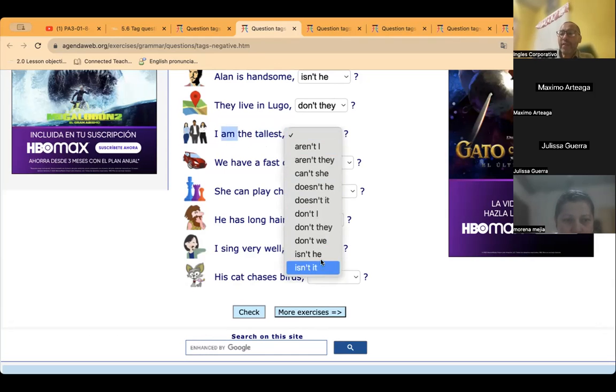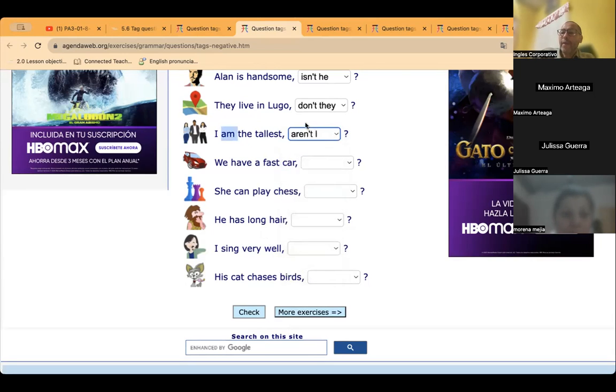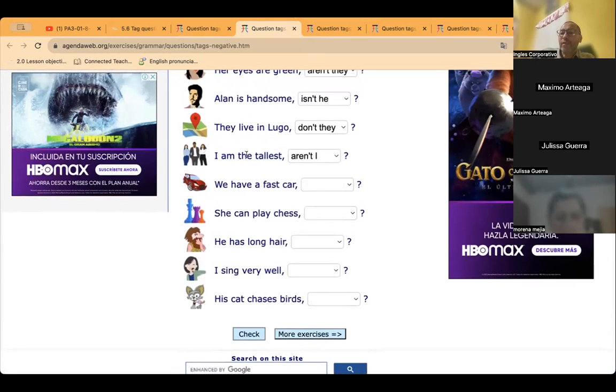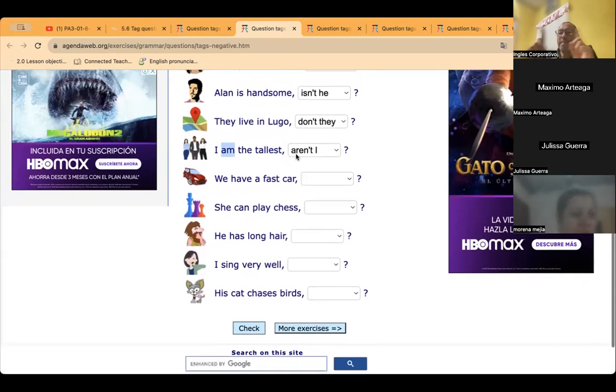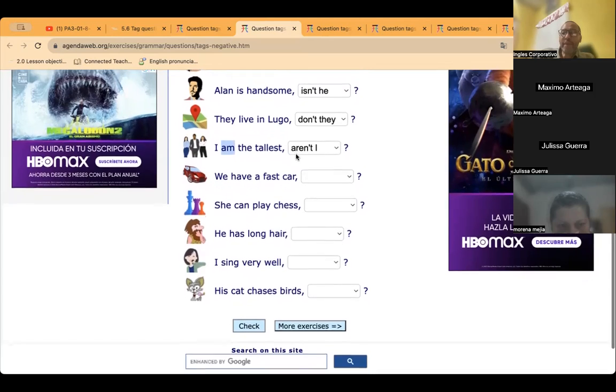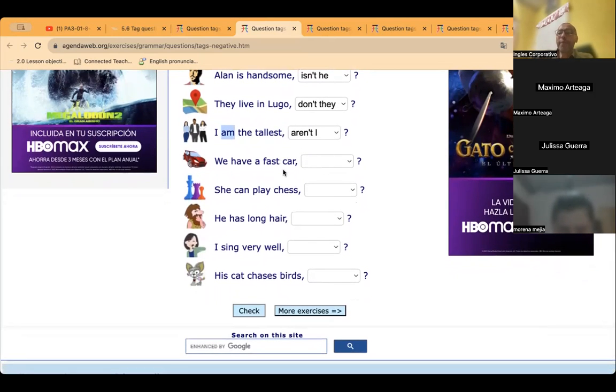So now we have to find the verb to be, and we look at the subject. The subject, I. So which is the correct one, Julissa? Don't I. Okay, Julissa. The answer is aren't I. Why? Exactly. So here, the verb to be. Remember, it has to match. The two have to match. But don't worry, we're going to practice more.